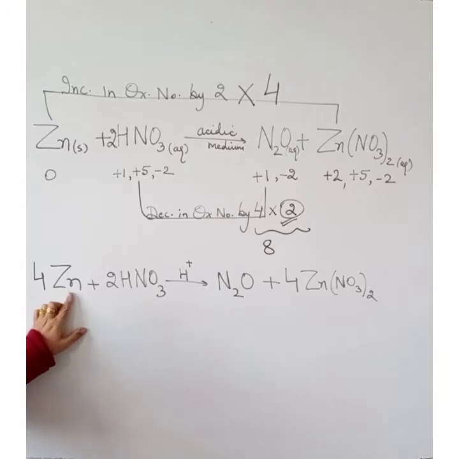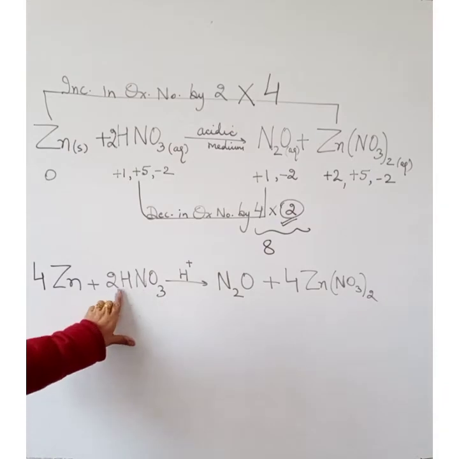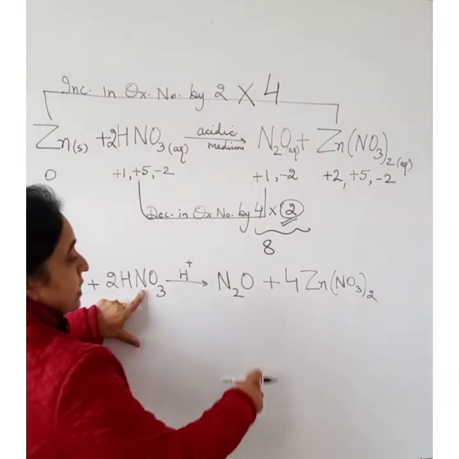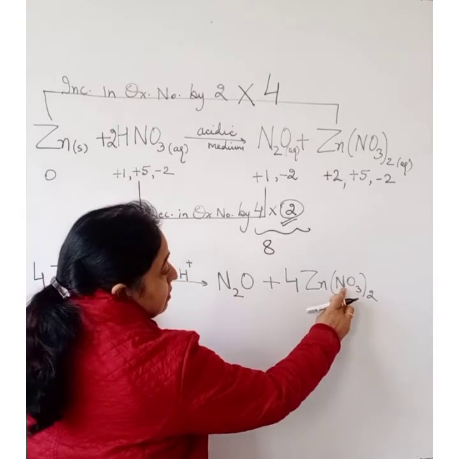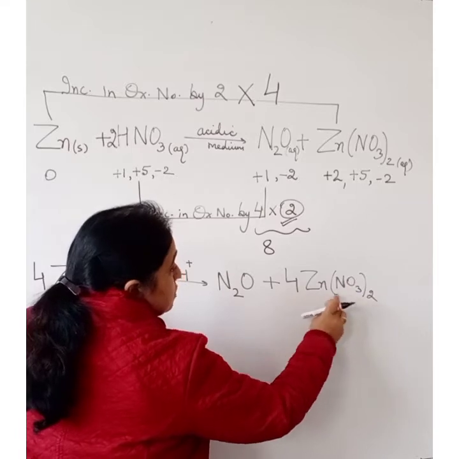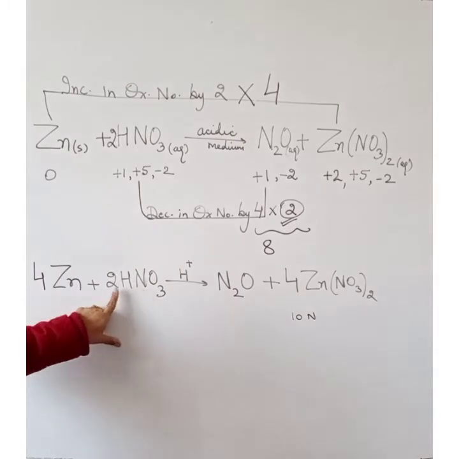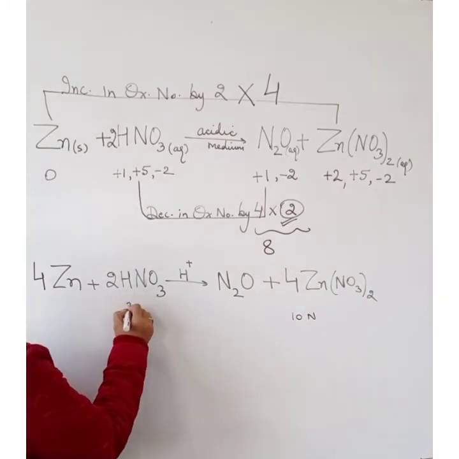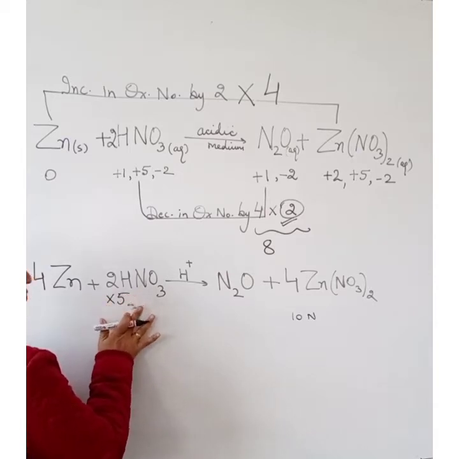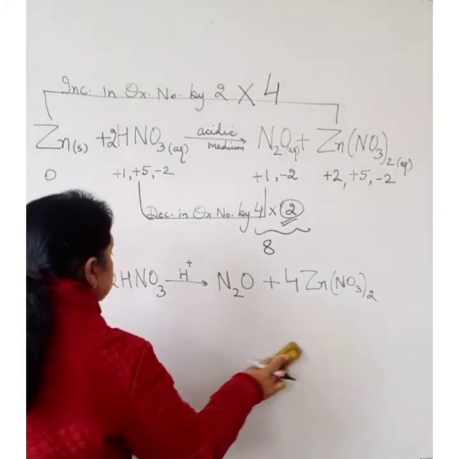So let us see, 4 zinc balanced. Now 2 nitrogen on this side, and here 2 nitrogen in N2 and 4 2s are 8 and 2, 10 nitrogen on this side and here we are having only 2 nitrogen. So how should we make it equal? If I multiply this by 5, then I am going to get 10 nitrogen on both the sides. So let us rewrite this equation.